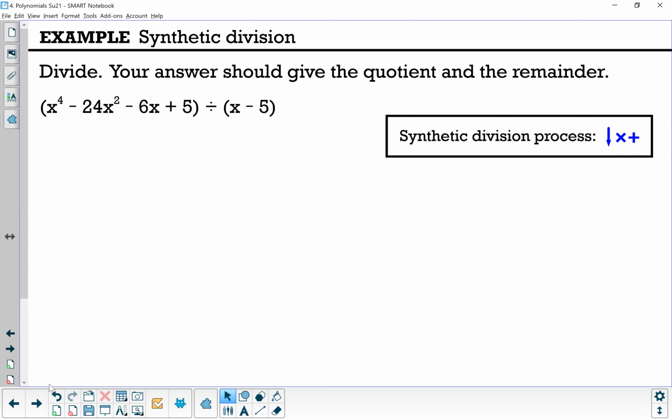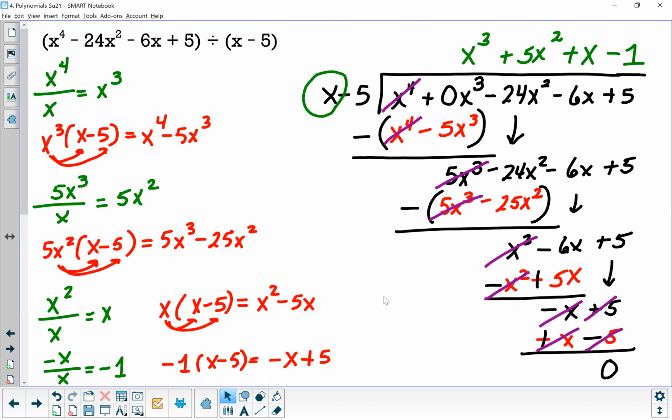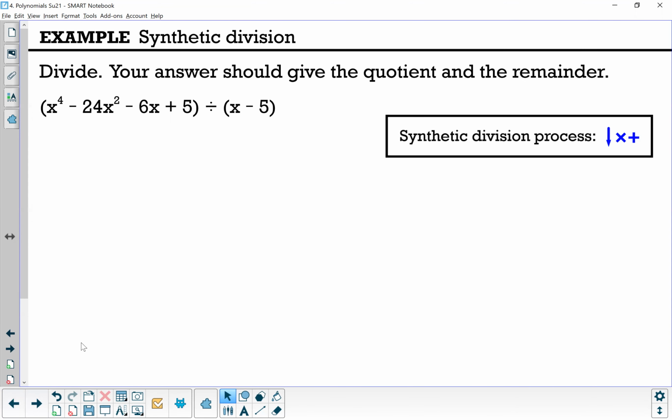So let's just remind ourselves what our solution looked like when we were using long division for this particular question. Right here we have the work that we went through when we did the long division. And here we have our quotient and our remainder. You see all of our work off to the side. So now we're going to do the same question, and instead, we're going to use the synthetic division process.